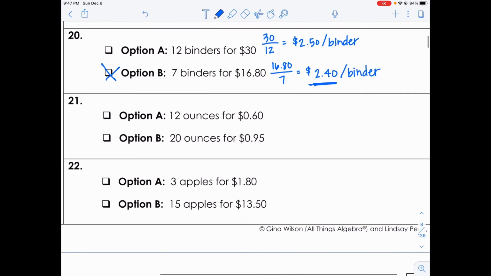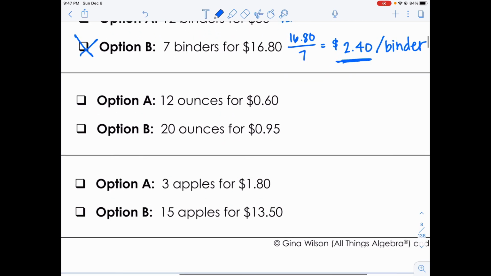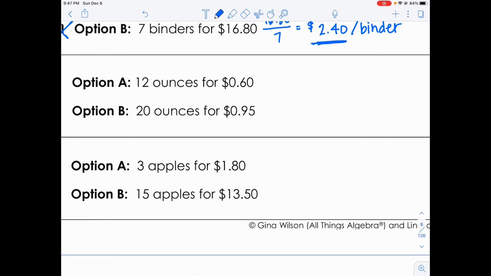Okay, let's do 21 together. Option A is 12 ounces for 60 cents, and option B is 20 ounces for 95 cents. So again, I'm going to set up my unit rates. For the first one, I'm going to put 60 cents over 12, and on the bottom one, 95 cents over 20. Make sure you're putting the money on the top. In your calculator, 60 cents divided by 12 comes out exactly to 5 cents per ounce.